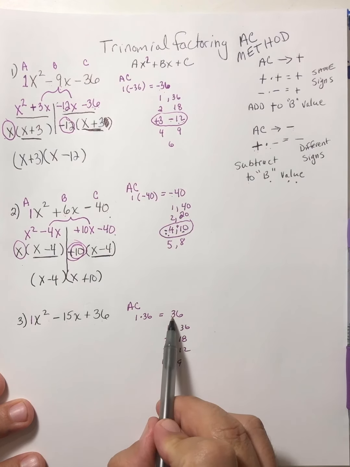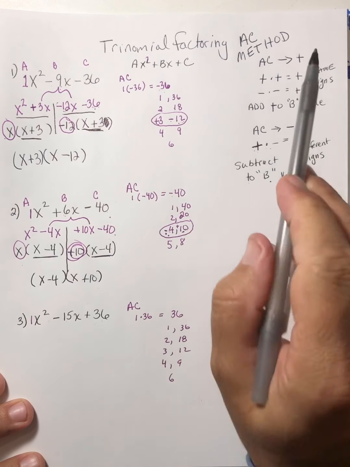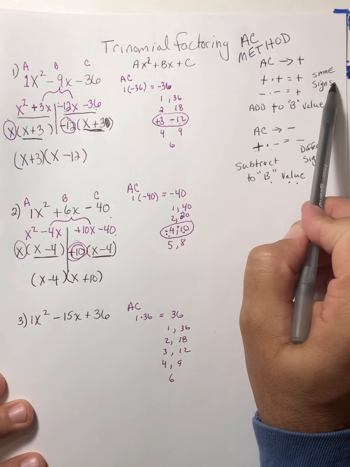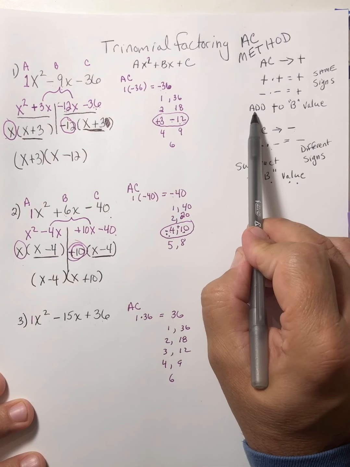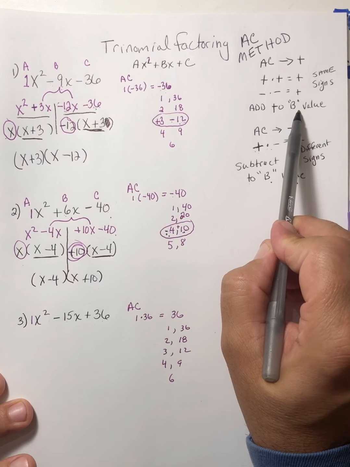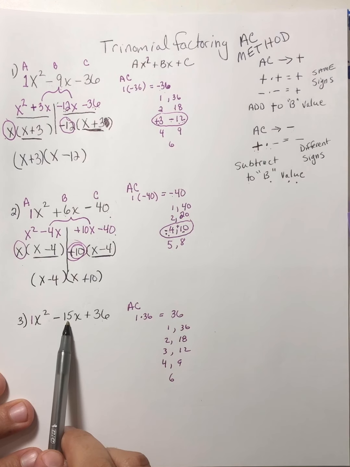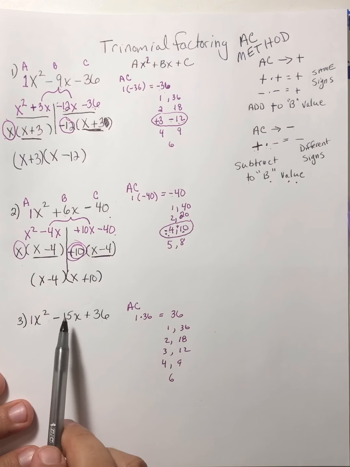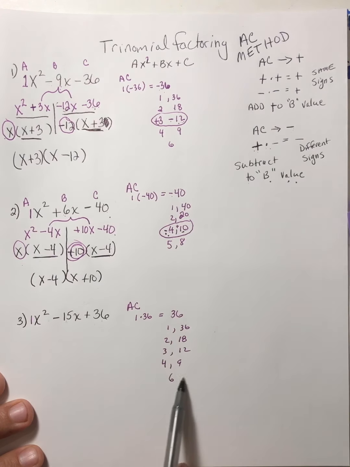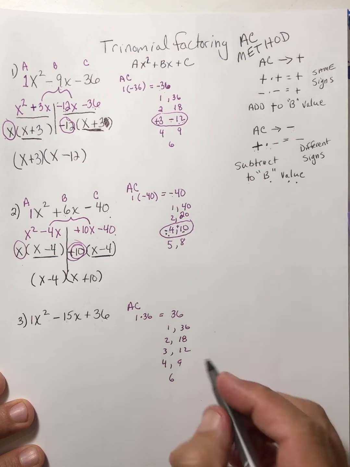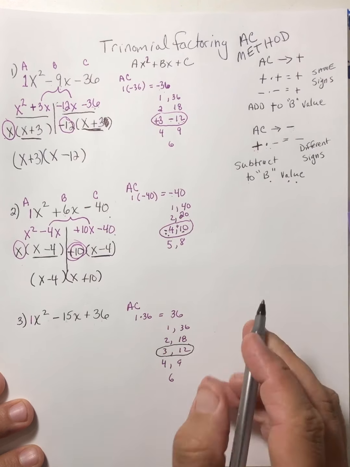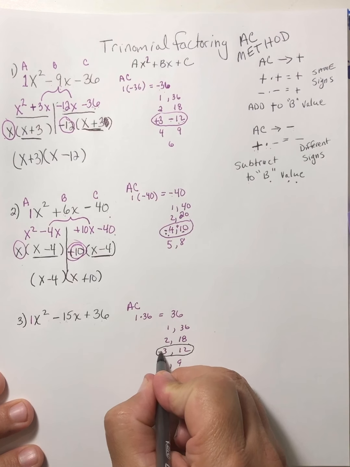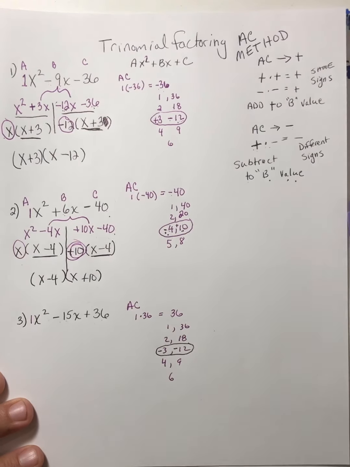All right, A times C is positive, so that's up here. A times C is positive. The signs are the same. We're going to add to the middle value. So our middle is a negative 15. Again, ignore the sign. The signs have to be the same. We've got to add to 15. So which one of these add to 15? Right, only 3 and 12. But the signs have to be the same. In order to make it a negative 15, they both have to be negative.